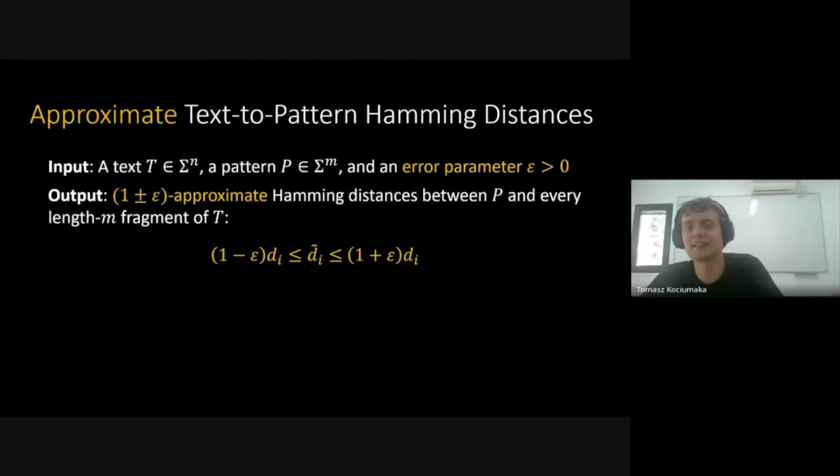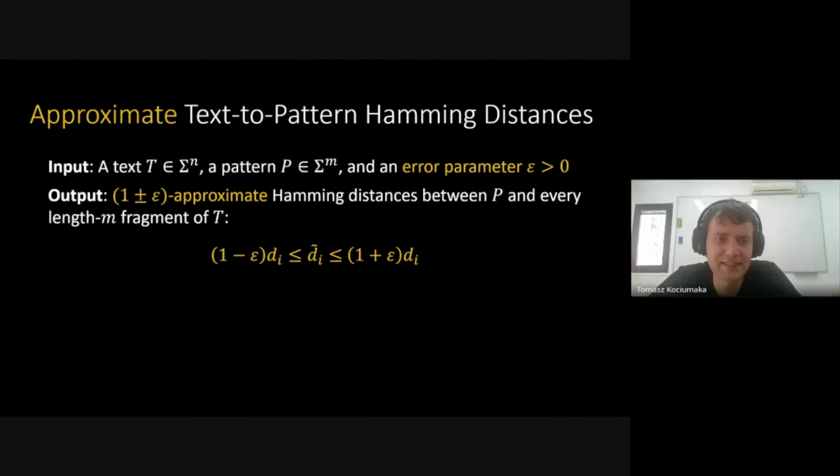So given that this complexity is not nearly linear, it's quite large in some settings, much research is devoted to the approximate version of the problem, in which we relax the conditions on the output. So the input also contains an error parameter epsilon, which is a positive real number, which we assume to be quite small.